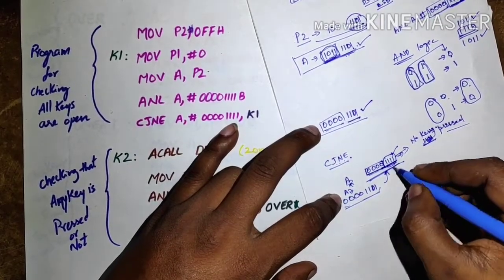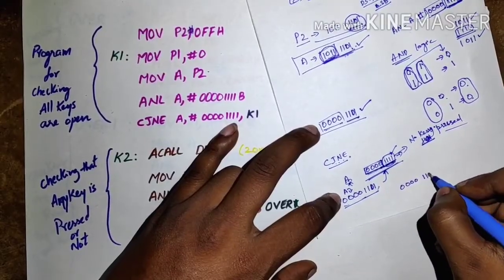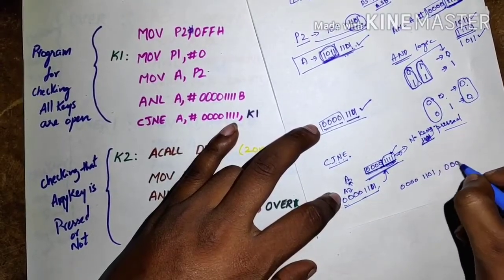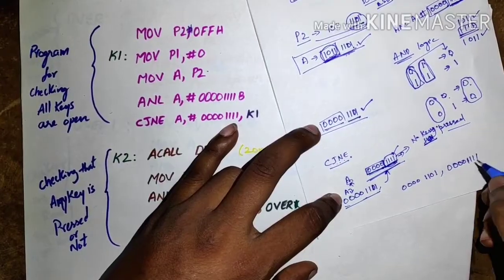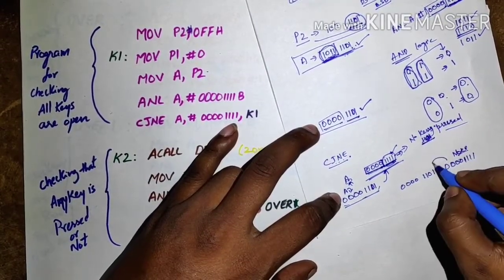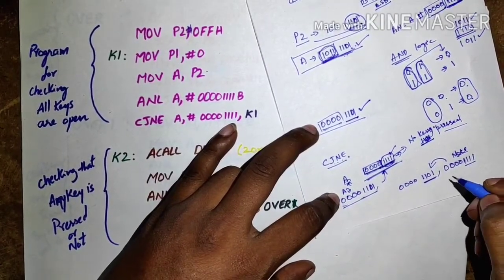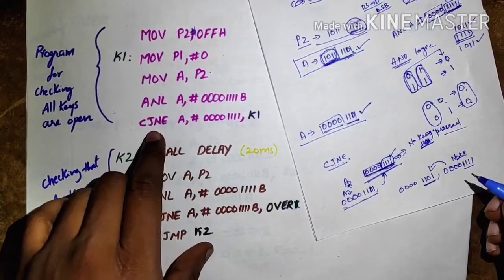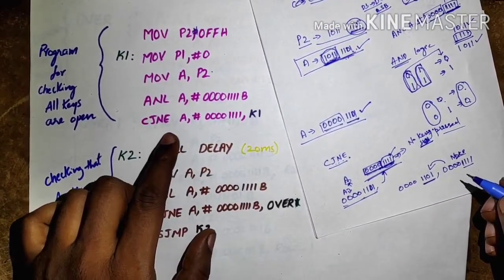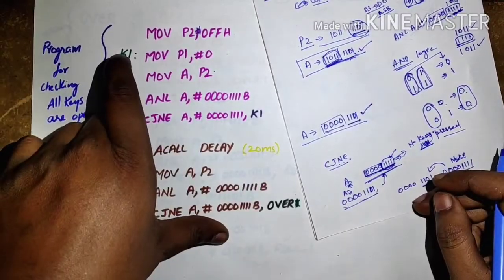So here we are comparing these two, 0000 1101 with 0000 1111, the no key pressed condition. Here these two are not equal. So if these two are not equal, then we will jump to the initial stage again.